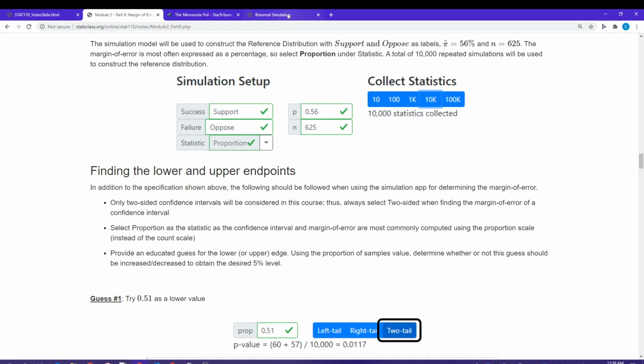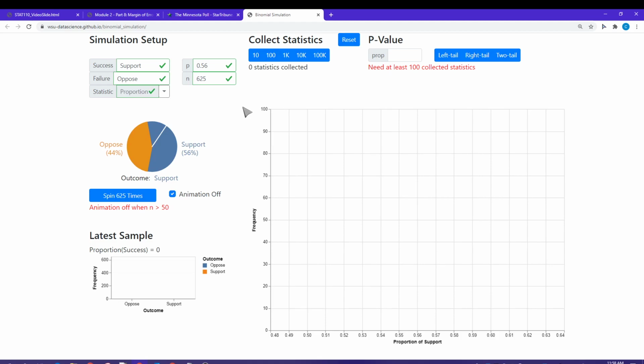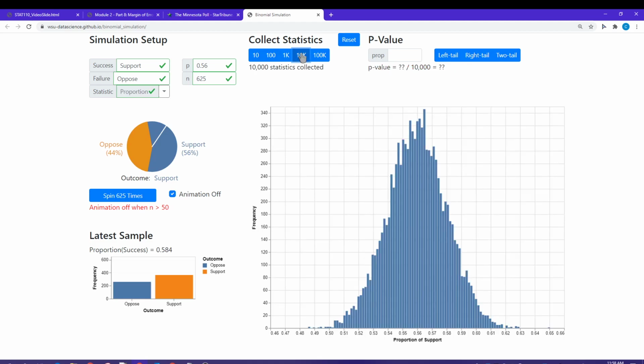So let's go over to the simulation app, specify these quantities. You either support or oppose using the 56% here. The 625 is my sample size, and I'm using proportion as my statistic. I'm going to select 10,000 repeated outcomes. So here's my reference distribution for the situation that we're looking at here.